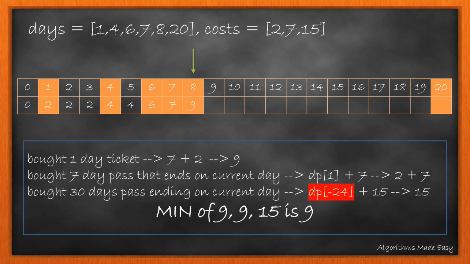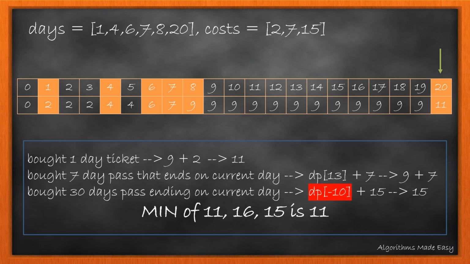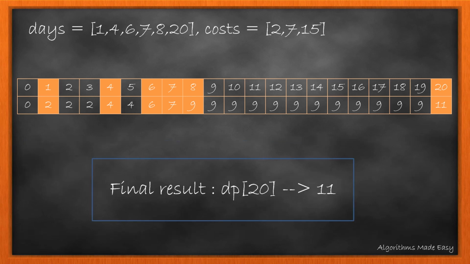For day 8, we see that the cost of buying 1-day pass gives us 9, and also if we buy a 7-day pass on day 2, gives us 9. Both are equal and minimum, so we update the DP array with 9 for day 8. Since we have no travel plans from day 9 to day 19th, we populate these with the value from the previous day. Lastly, we calculate for day 20 in a similar fashion we did for the rest of the days and get 11 as minimum cost till date. So, we return the cost at DP of 20, which is 11.